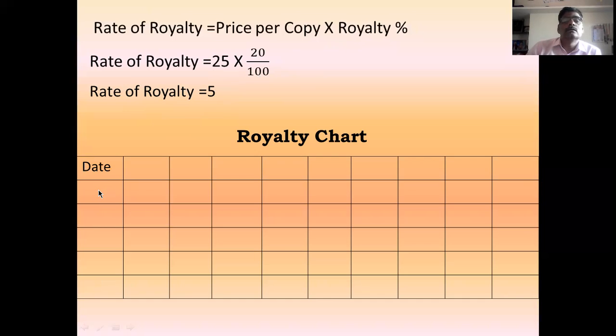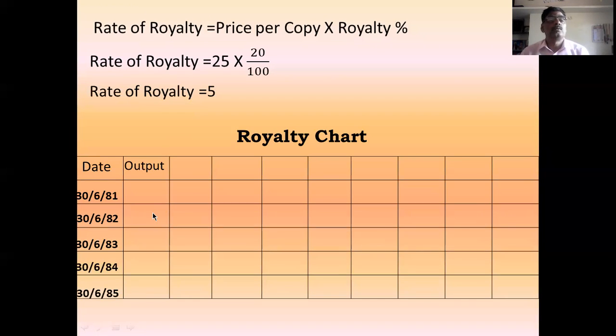First, you write the year date. First year end is 30th June 81. The starting date is 1/7/1980, and this year ends on 30th June 1981. Like that, the second year ends on 30th June 82, the third year ends on 30th June 83, the fourth year ends on 30th June 84, and the fifth year ends on 30th June 1985.